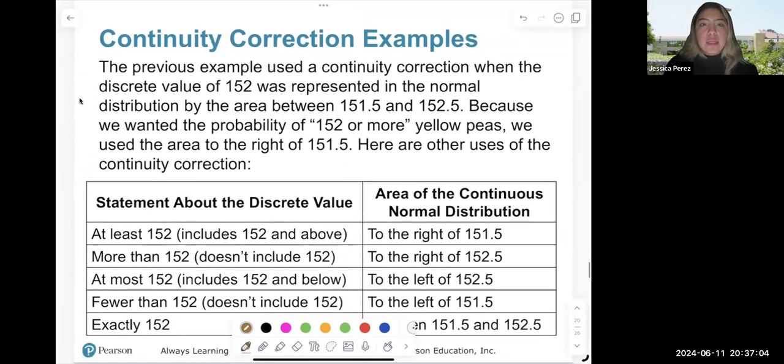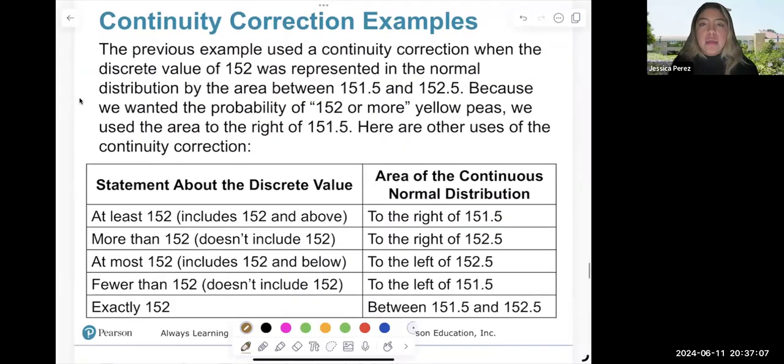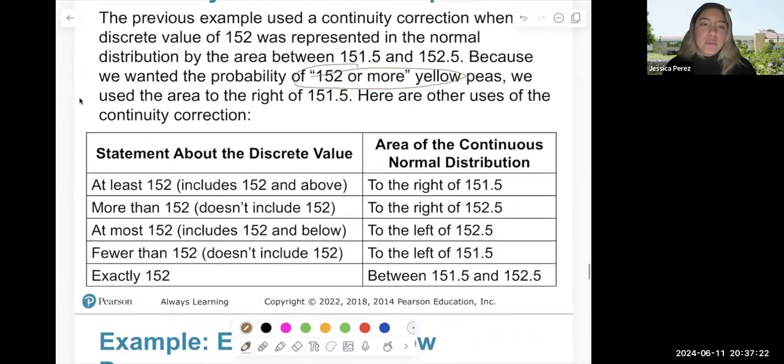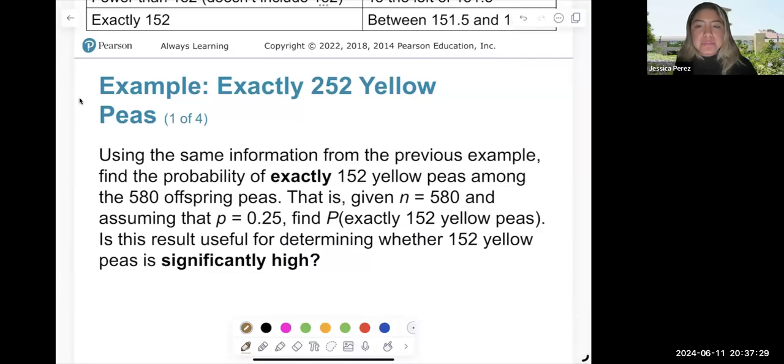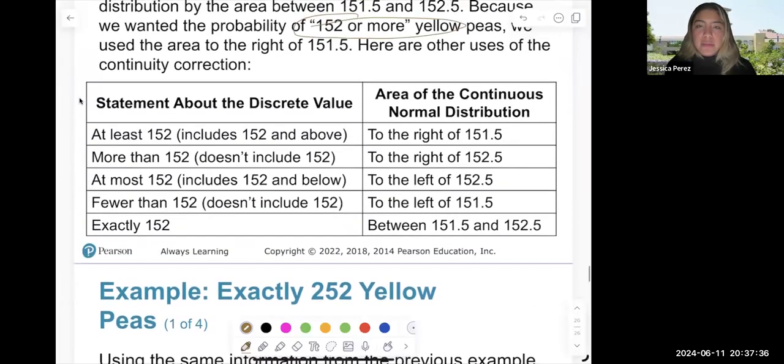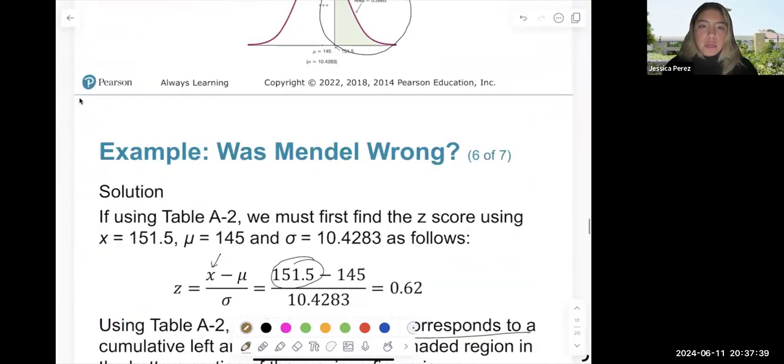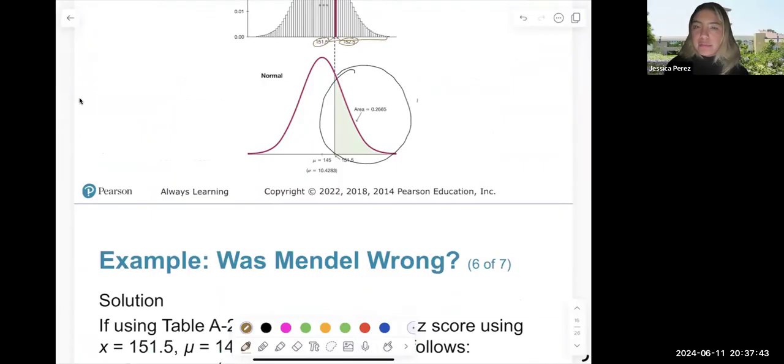So now we look at what happens in between 151 and 152, okay? Because we wanted 152 or more, we use the area to the right of 151.5, okay? So here, these are more uses of the same business. We're going to do the same thing for the exact 152. On the other one, it was 152 or more. That's why we shaded this side. We looked at 151.5 and we shaded to the right of that.